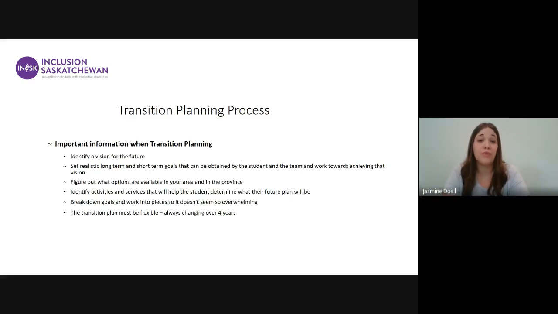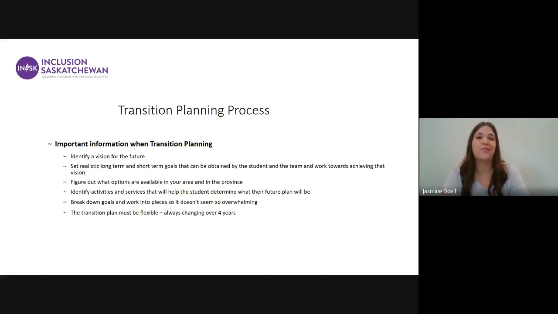A transition plan must be flexible. It's always changing over 4 years. You may see the plan one way in grade 9, but by grade 12, your plan can be completely different. And this is normal. The most important part of this is that the student knows their options and is able to make good decisions and get resources and connections made to plan successfully by grade 12.